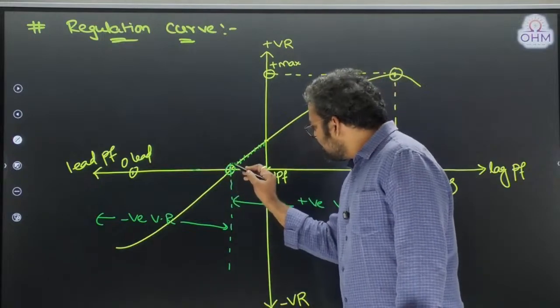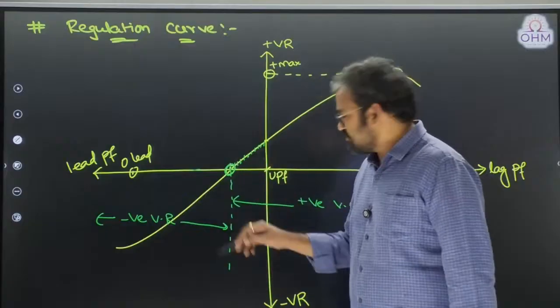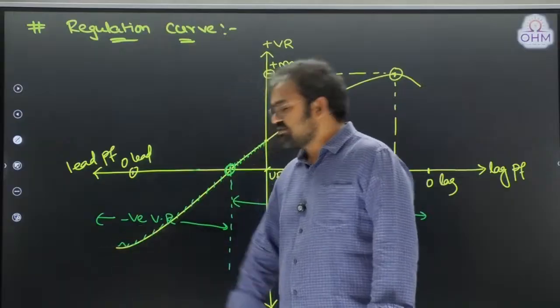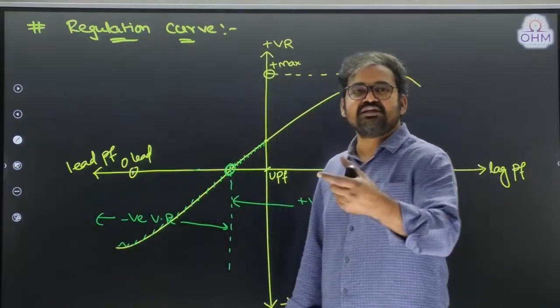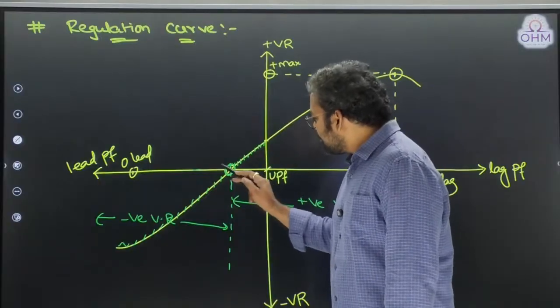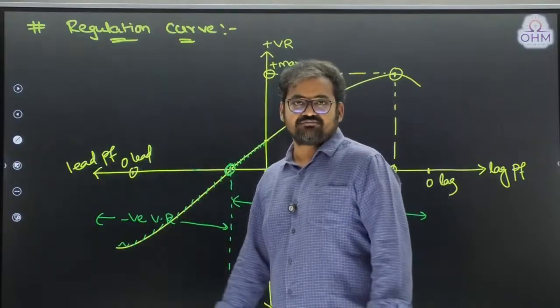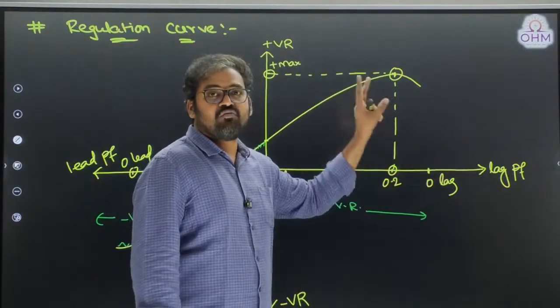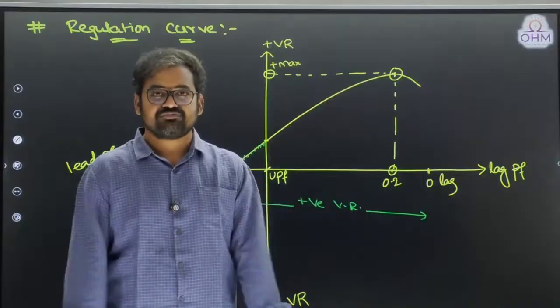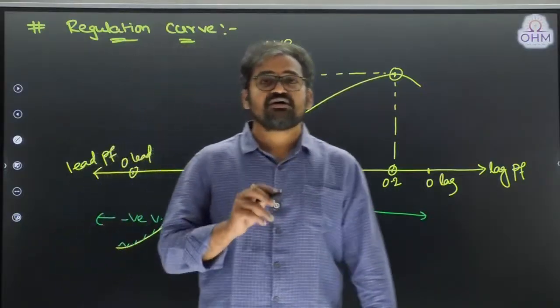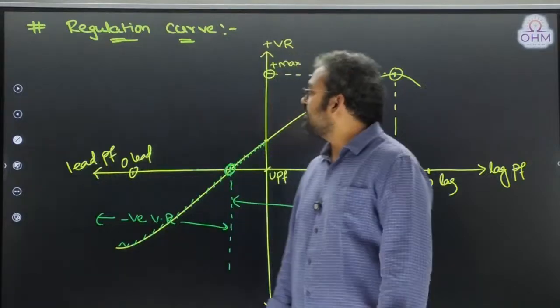Next, this point, leading power factor, 0 regulation. What about this curve? Leading power factor, negative regulation. Therefore, when the power factor is leading, 3 choices are there. It may be positive regulation, it may be 0 regulation, or it may be negative regulation. But if you come to the lagging side, you take any lagging power factor, voltage regulation is always positive. Understand? So this is what we call the voltage regulation curve of an alternator. Got it?